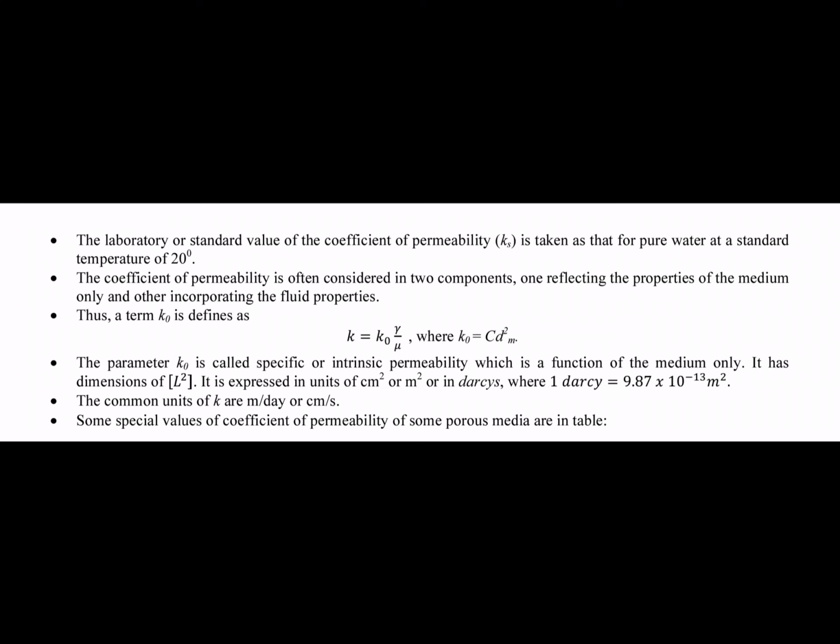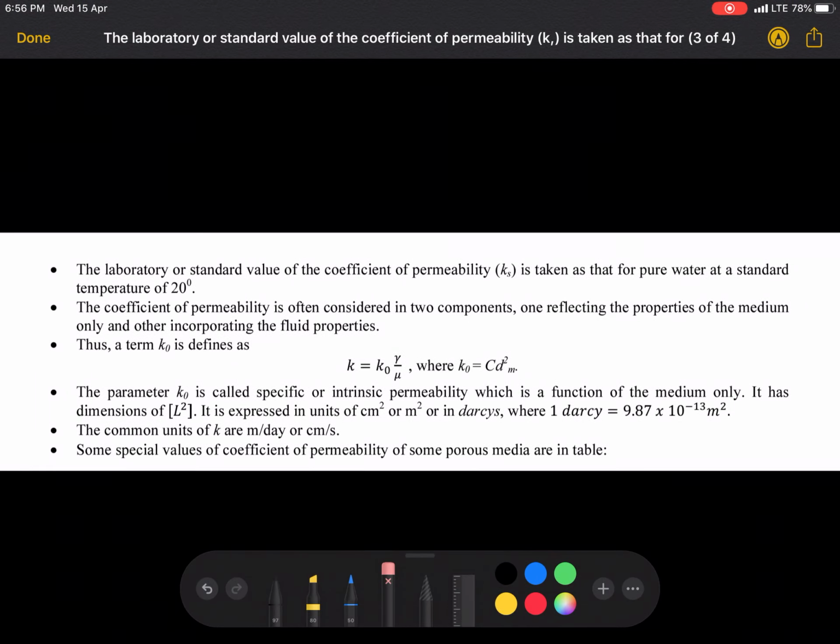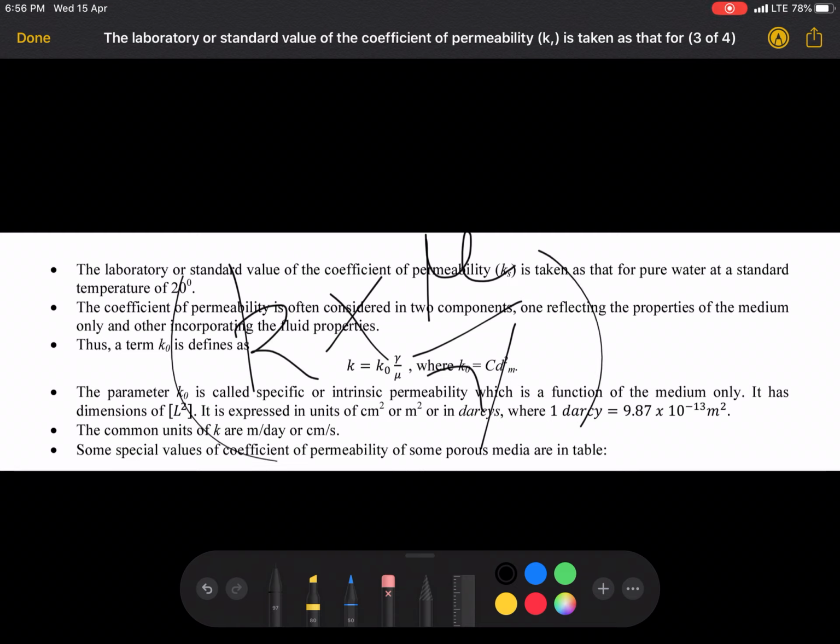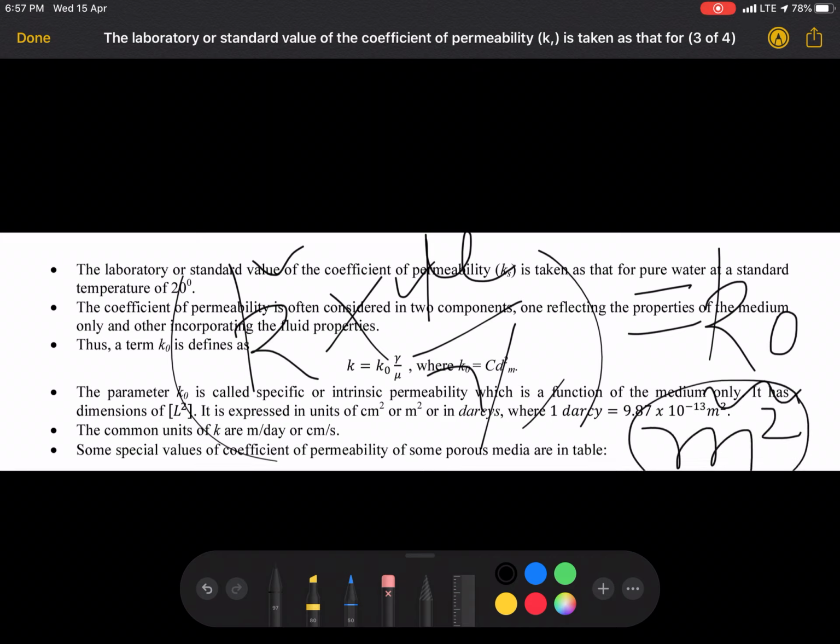Okay, it is a fictitious term, it is not a real parameter. So if we are going to multiply this K into mu upon gamma, what we are going to get, K naught, and this K naught is the intrinsic parameter. If you are going to check for the dimensions, you will get this term, the dimension will come as meter square.